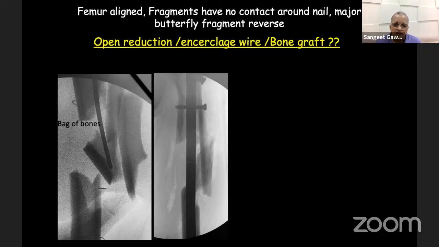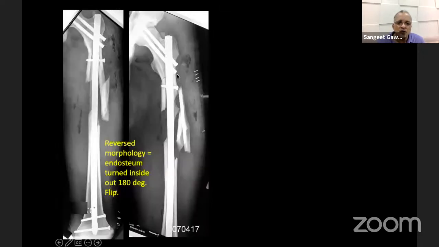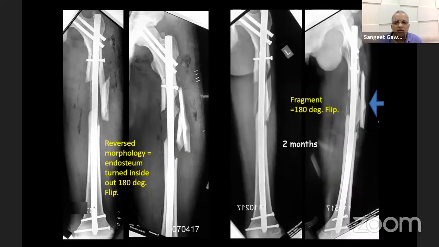In this situation, even after alignment, even after maintaining the axis, having locked proximal and distal fragments, you have a situation where it is reversed. About 2 inches of the nail is bare. There is no bone around. We are in a dilemma whether to bone graft, whether to do an encerclage, or do percutaneous methods or wiring. So even if you try to rotate, it doesn't budge. And once you have achieved a stable reduction, the reverse morphology, here the endosteum is turned on the opposite side by almost 180 degrees. So what do we expect?